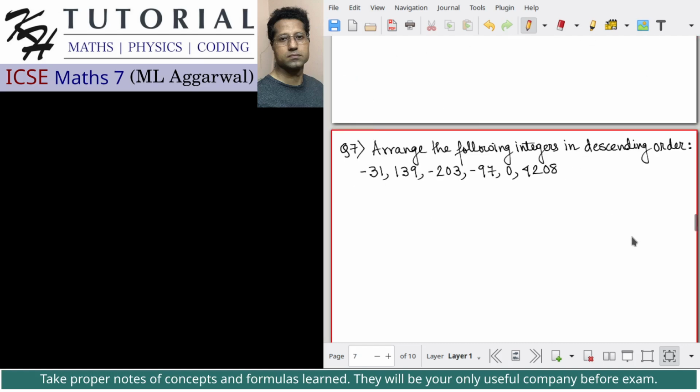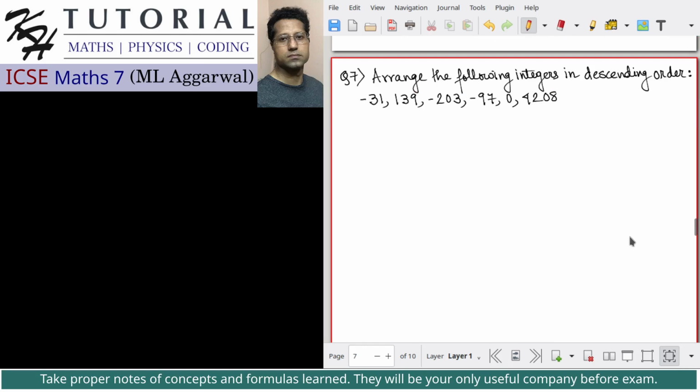Let's see the next question. Arrange the following integers in descending order. That is, we have to arrange the given integers from larger to smaller. First we write the 0, if there is any 0. To the left hand side, we will write all the positive integers. Remember that whenever you are arranging integers in descending order, the greatest integer will come first in the final order, and then subsequently we write smaller and smaller integers.